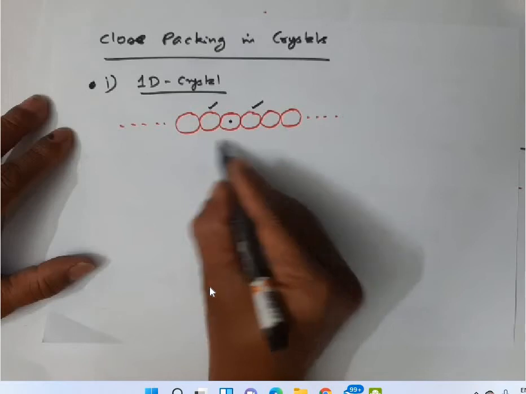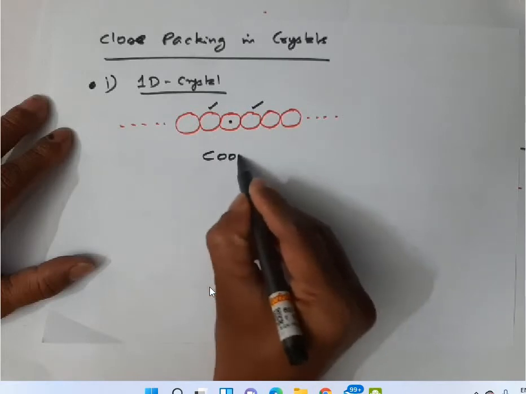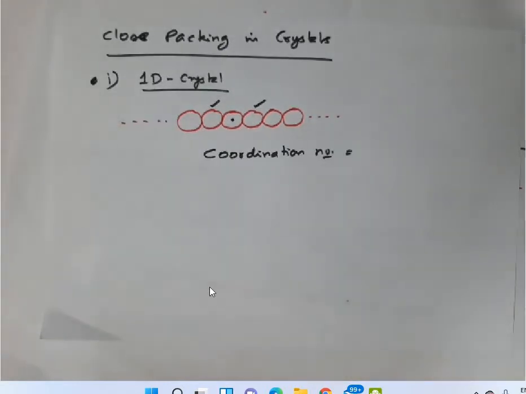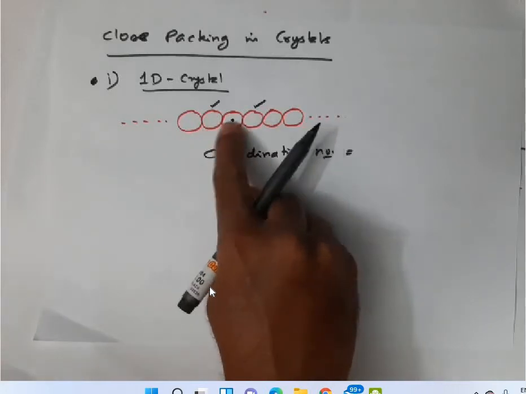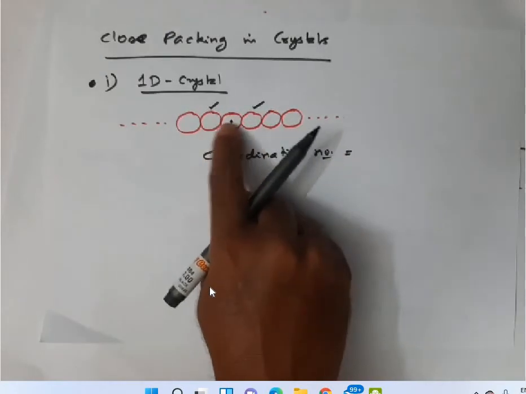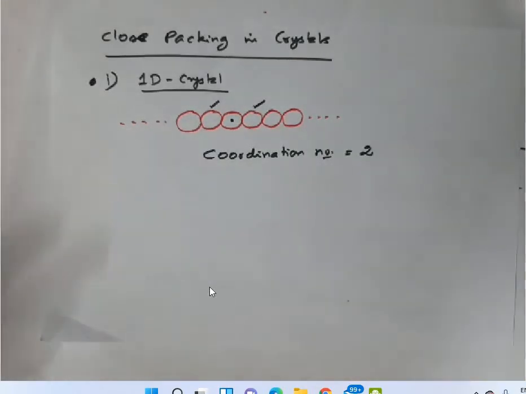Therefore, I can say for a one-dimensional crystal, coordination number. What is coordination number in solid state? Coordination number is nothing but the number of neighboring atoms that touch the surface of the reference atom. You take any one atom as reference, because assume that all the atoms are similar. I'll take this atom. This atom touches the surface of two neighboring atoms, therefore the coordination number for a one-dimensional crystal is 2.